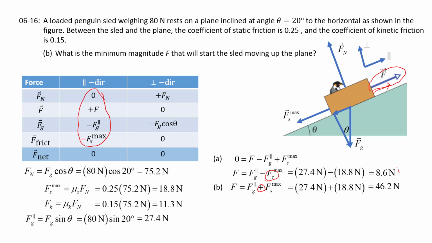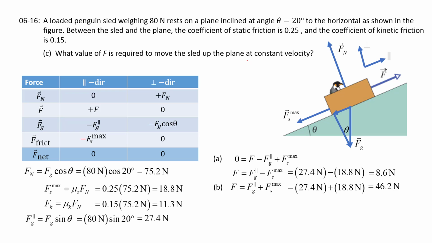So, in fact, for the entire range of forces between 8.6 and 46.2, we end up with the block remaining stationary. Okay. Now, that's the answer then, 46.2 to part B. We can go on, though, and look at part C, which says, all right, what do you need if you're going to have the sled move up the plane and now at constant velocity?